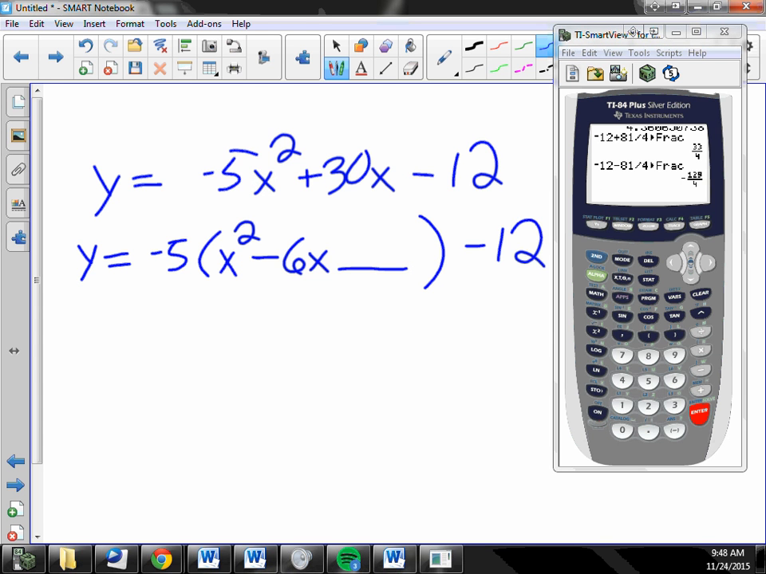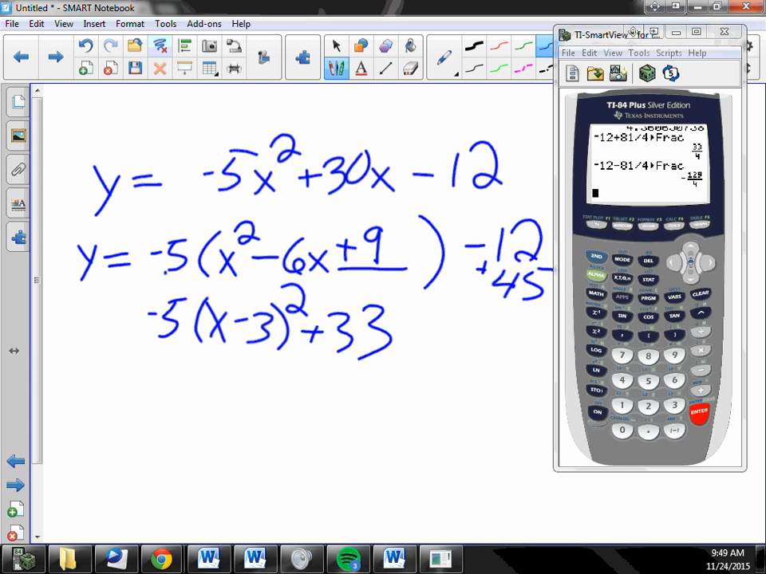Okay. Oh, this is the same, whatever. X minus 3 squared. So this is a plus 9, but I didn't really add 9. What did I add? Negative 45. Because that 9 is hiding underneath the negative 5. So we actually subtracted 45. So I need to add that back on over here. Oh, yeah. 45. So this would be plus 33.